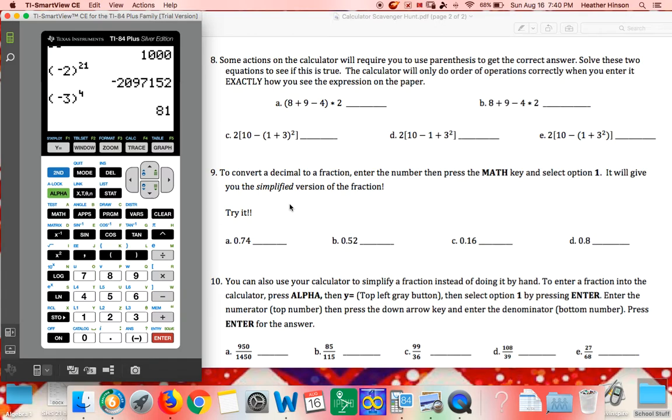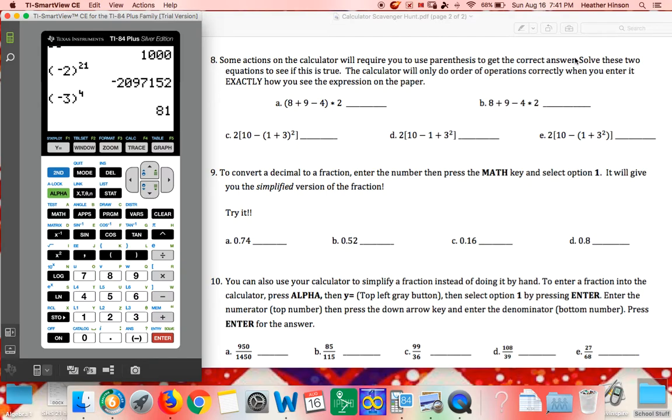Okay, number 8. Some actions we're going to see in the calculator require us to use parentheses to get the correct answer. We've talked about that a couple times. If you don't put the parentheses in and you're supposed to, it's going to give you a wrong answer. So if we solve these two, A and B, one of them has parentheses and one of them doesn't, we need to see what the answer is going to be for both of them.